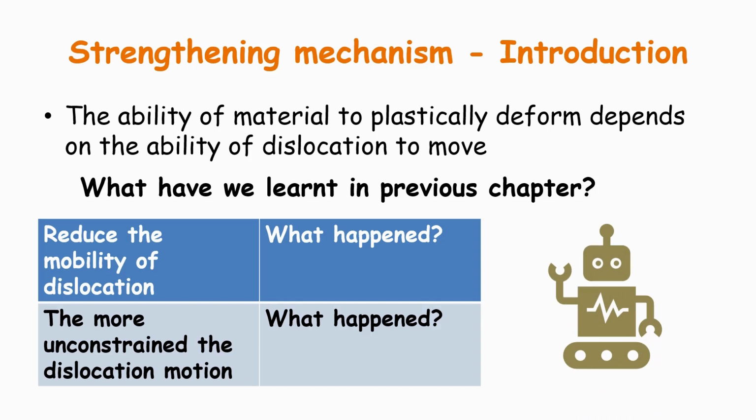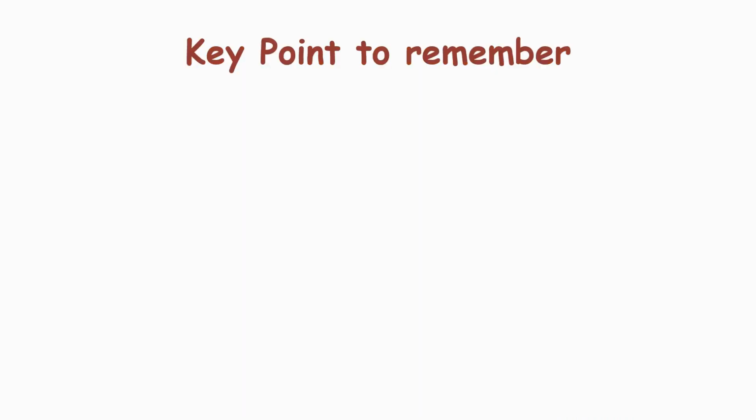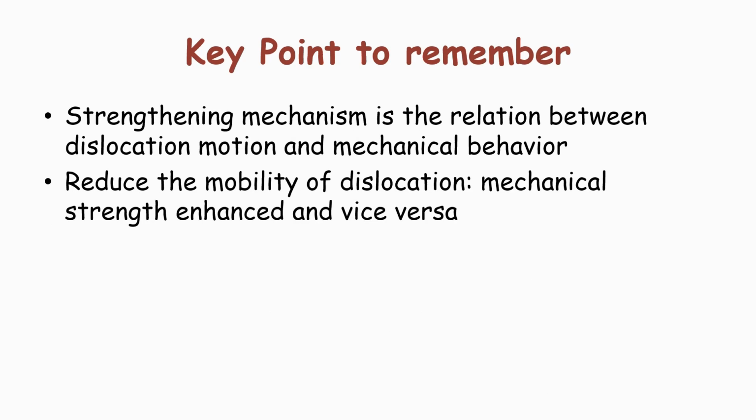The important concept to know is that dislocation motion is crucial for plastic deformation of metal. In terms of mechanical properties, hardness and strength are tied to how easily a metal deforms plastically. If we reduce the mobility of dislocations, it will increase the mechanical strength, and we will require more force for plastic deformation.